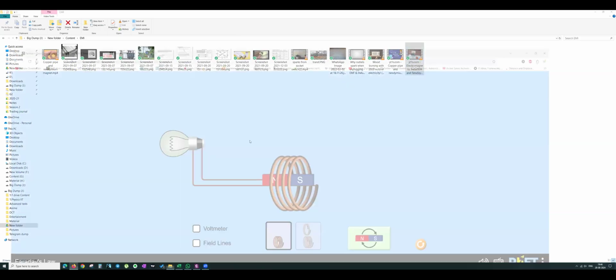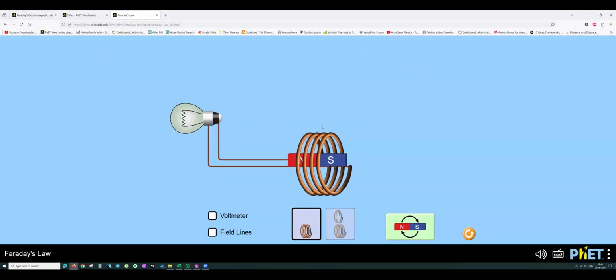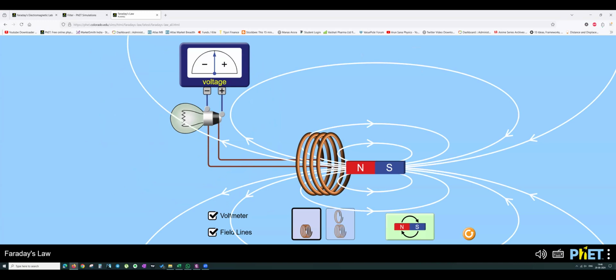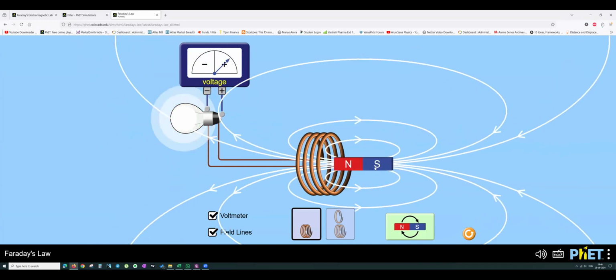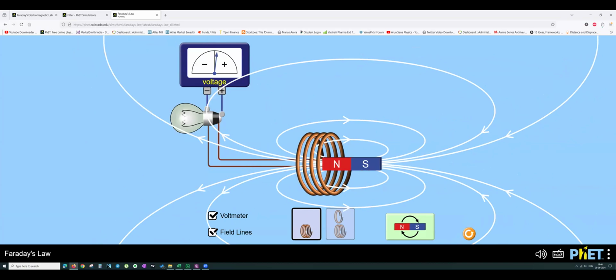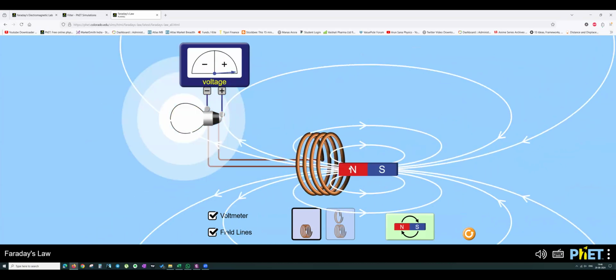Now this you can do even better. You can go to that Colorado website which I gave you before. Look at this. So there we have a coil and we have a magnet here. If I go slowly towards this, you can see the bulb is glowing. But if I go fast, you can see it glows much more. If I show the field lines, you can see the field lines are crossing. In this case, I'm moving the magnet.